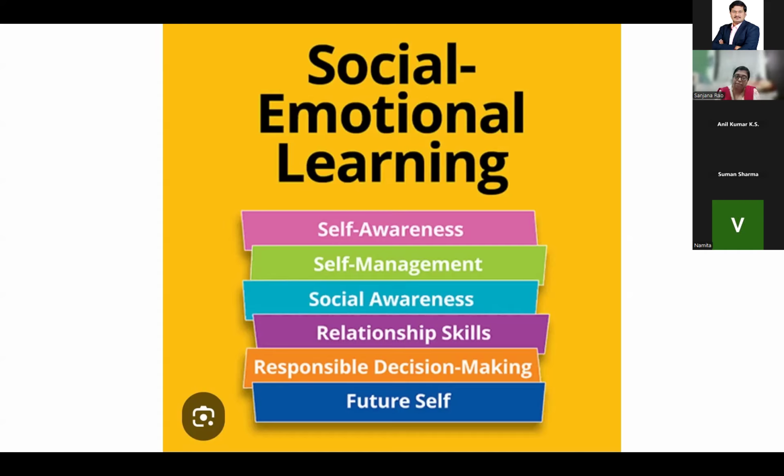Now the next step is self-management, where we control emotions, thoughts, and behaviors, as we have different situations in our life. Then social awareness, where we need to understand others' perspectives and show empathy towards them as per the situation. Then relationship skills, to build healthy and respectful relationships with each other. And the last step is responsible decision making.